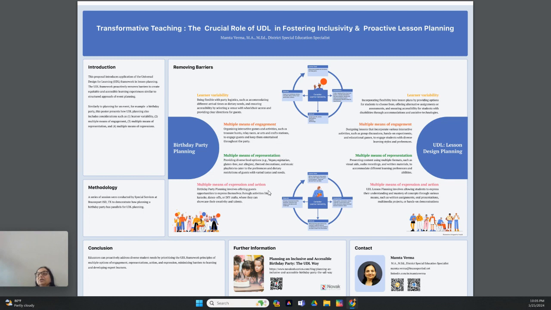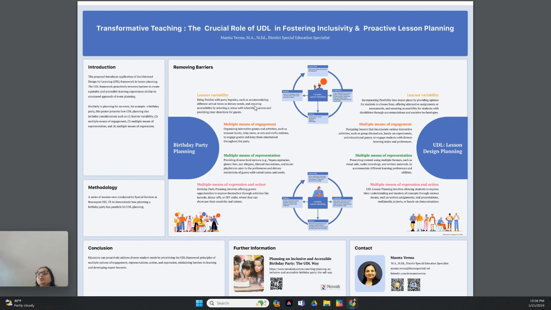Multiple means of action and expression. The birthday party planning involves offering guests opportunities to express themselves during the party, like karaoke, dance off, and DIY craft stations, where they can showcase their creativity and talents.